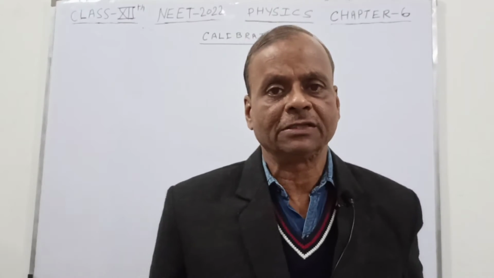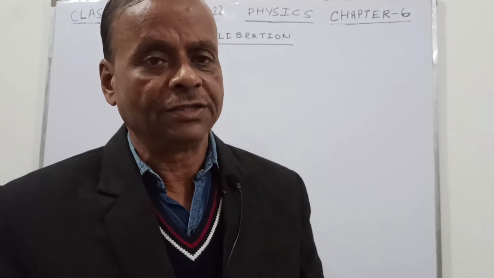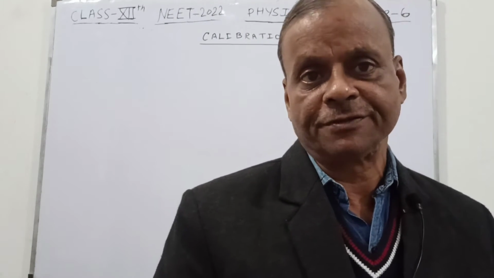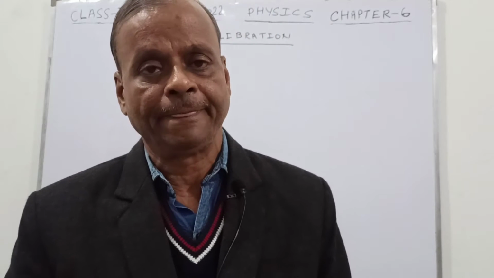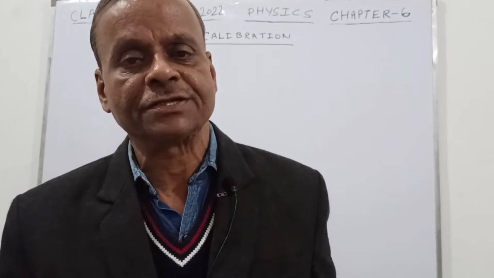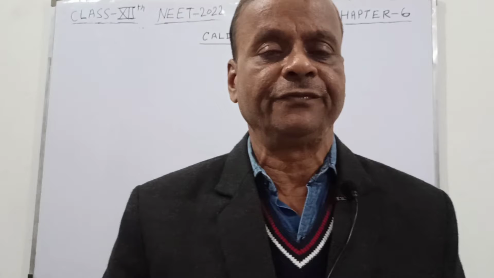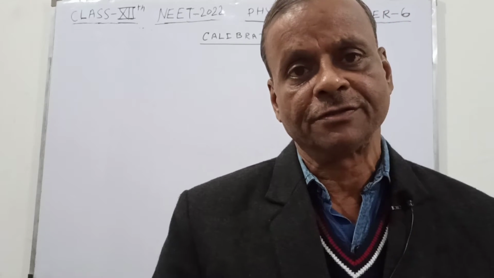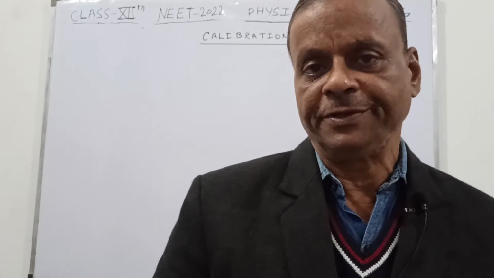Today in class 12 I am telling about the calibration. What is the meaning of calibration and which instruments can be calibrated by means of the potentiometer? This is the question in calibration. So first the calibration. Calibration means the checking of the accuracy or the correctness of the voltmeter, ammeter and the wattmeter.